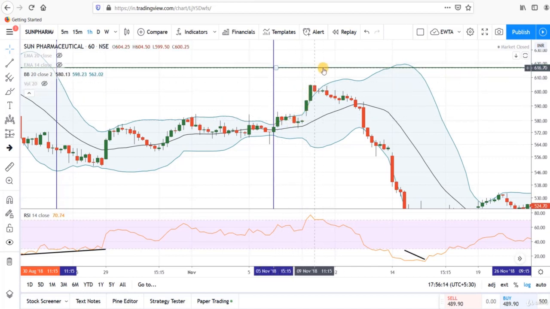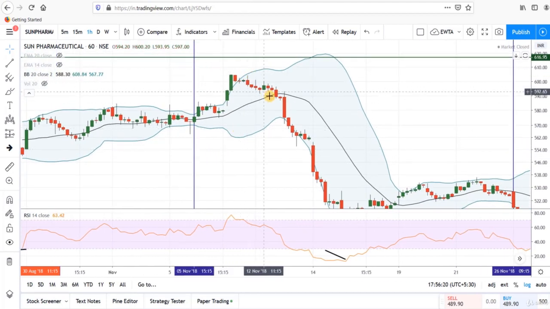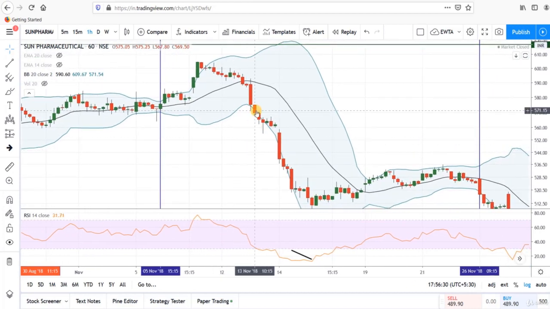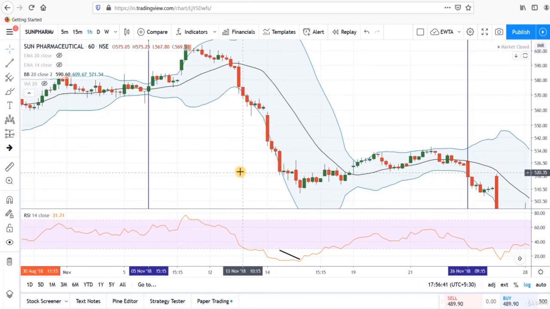But this is the resistance level. Near this resistance level, prices were not able to cross this level, and suddenly prices are going in downward direction. So here, as prices are trading at the lower band, we can assume that downtrend may continue now and we can trade in the downward direction.